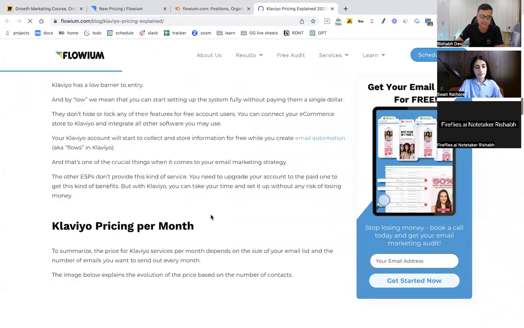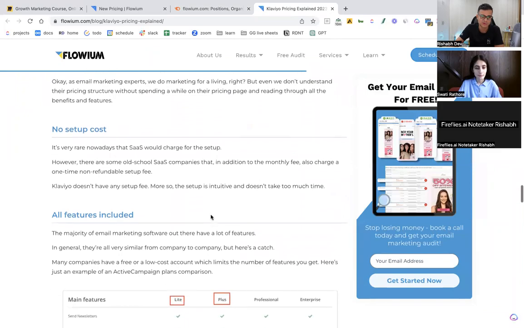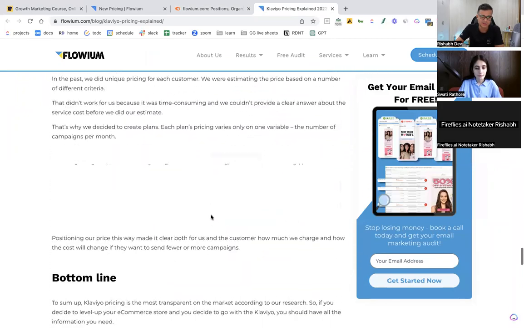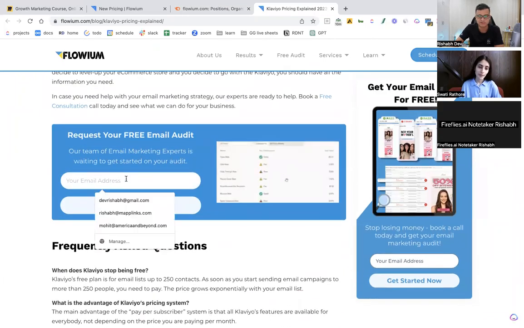So is it worth the price? This would be an amazing blog for my website as well. We should do it for the agency for sure. So they have the pricing, and then you see that they have the free audit option.